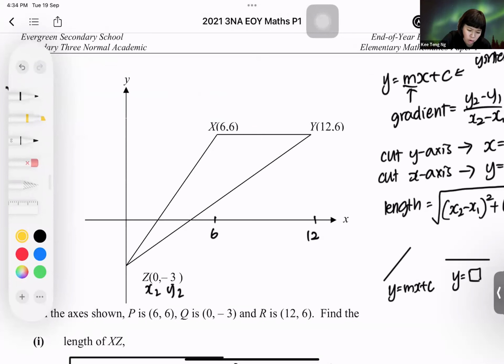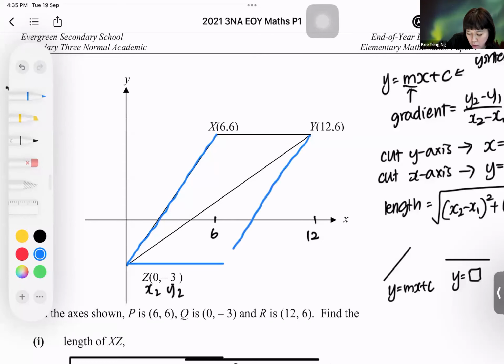Let me draw this. X. Oh, there's no X. But Z. Oh, X is here. X go to Z. Then W, then Y. So it has to go in this way. W, then Y, then back to X. So that's a parallelogram, right?